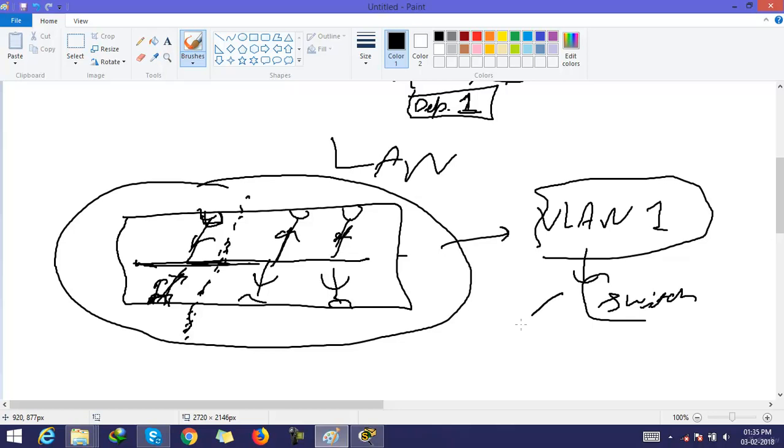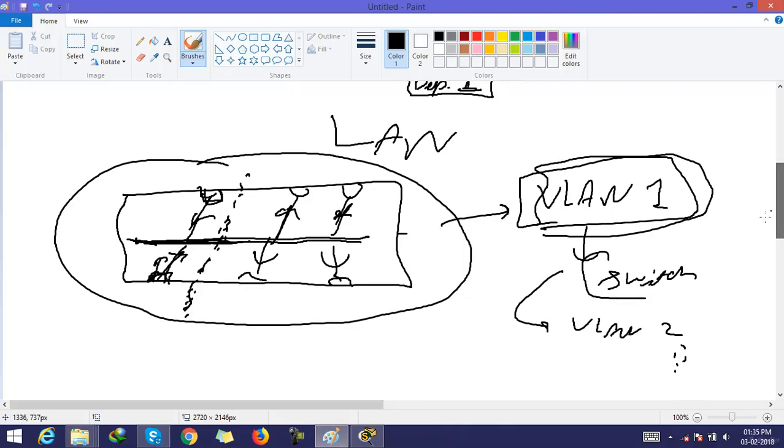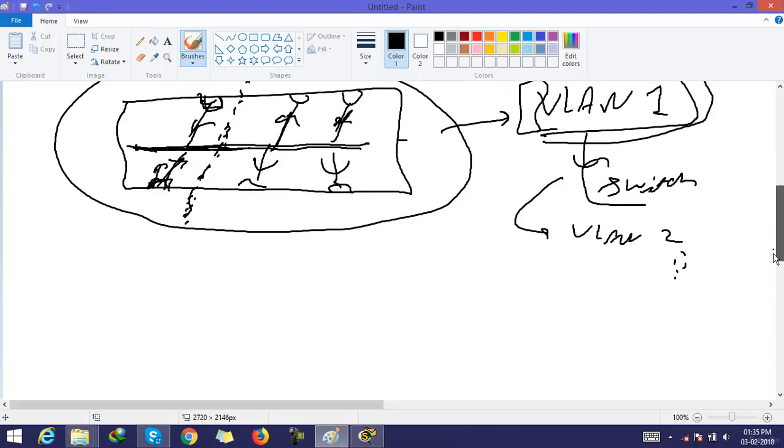We can create multiple VLANs. Simply, a VLAN is a virtual division of the broadcast domain of a switch. If we need to divide the broadcast domain, we need to create some VLANs.